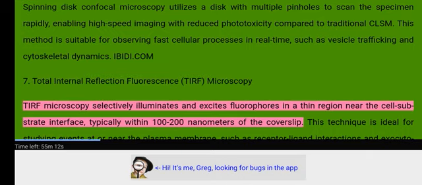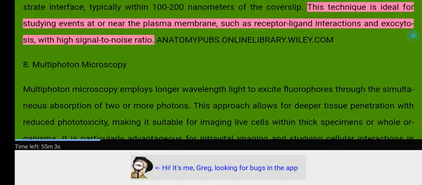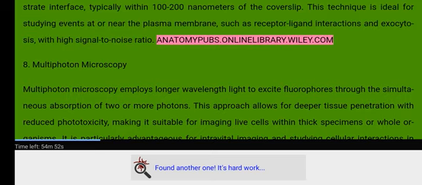7. Total internal reflection fluorescence TIRF microscopy. TIRF microscopy selectively illuminates and excites fluorophores in a thin region near the cell substrate interface, typically within 100 to 200 nanometers of the cover slip. This technique is ideal for studying events that are near the plasma membrane, such as receptor-ligand interactions and exocytosis, with high signal-to-noise ratio. ANATOMYPUBS, Online Library, Wiley, Com.